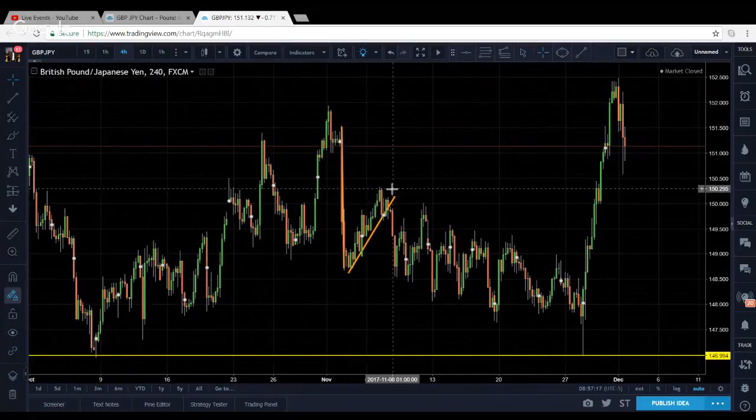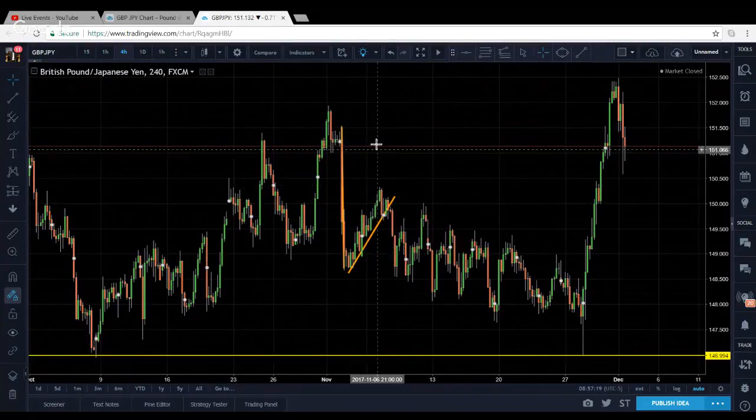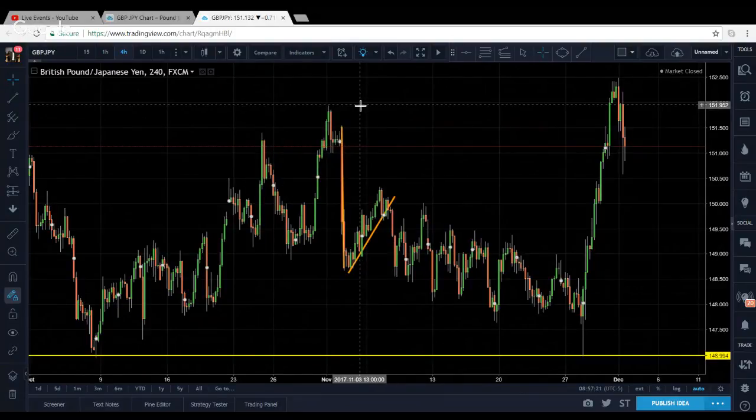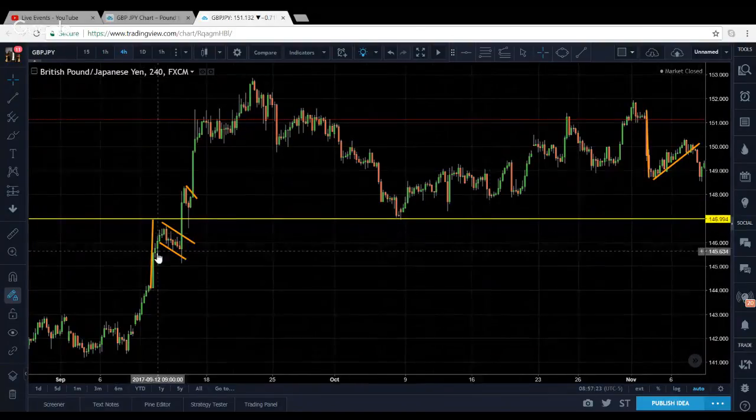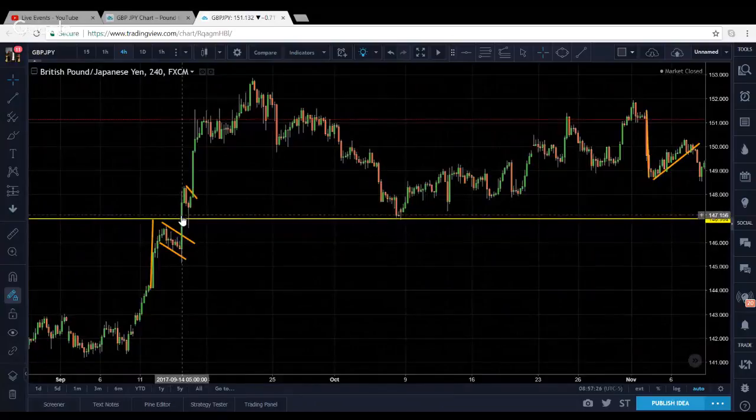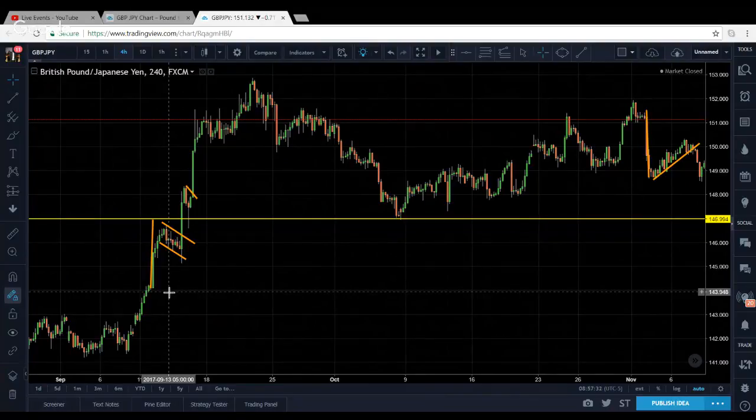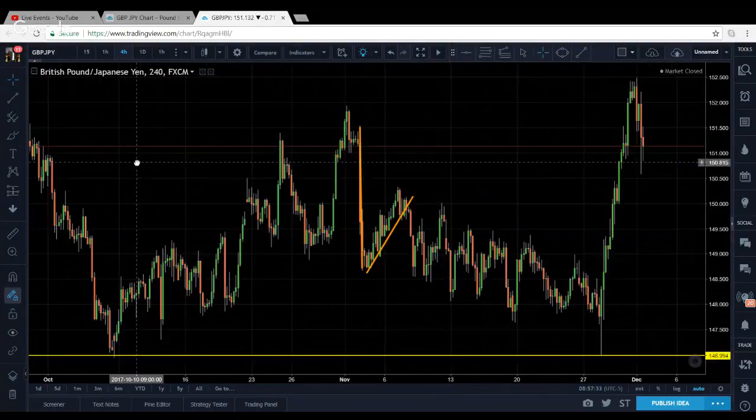If you want a small stop loss, it'll be above the flag. If you want a big stop loss, it'll be above the pole, right? Same thing over here. If I'm entering a buy, I could have entered a buy around here. My stop loss could have been here, or it could have been at the low of the pole. All right, so you have two options there.